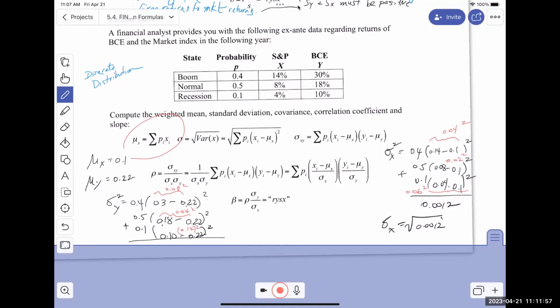Once you have that, the only other thing you have to get is the covariance, correct? Because once you have the covariance, you have all the other values, because you can get correlation and then you can get the slope. So the top three, you need to be able to get on your calculator.